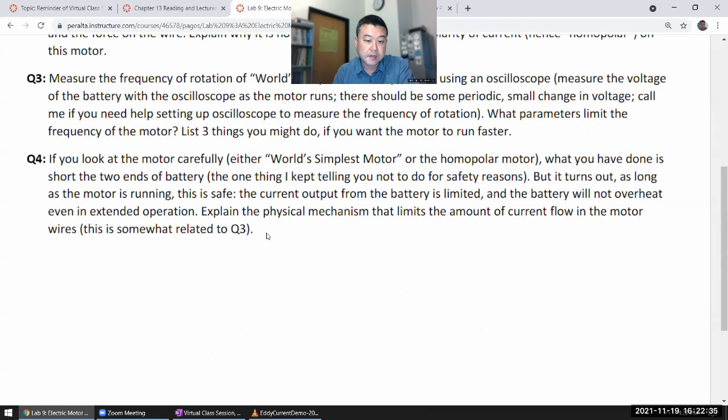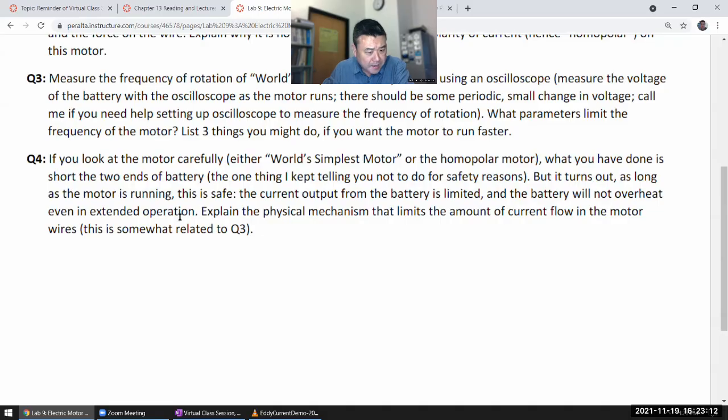In fact, the thing to be careful with when working with a motor is that if you somehow bring the motor to a stop, applying a torque so that it can't turn, that's actually dangerous for the motor. At that point, you no longer have induced voltage opposing the voltage of the power supply, and you might have a situation where too much current flows through the wire and causes other damage to the motor. As long as the motor is running, it's safe. The current output is limited.